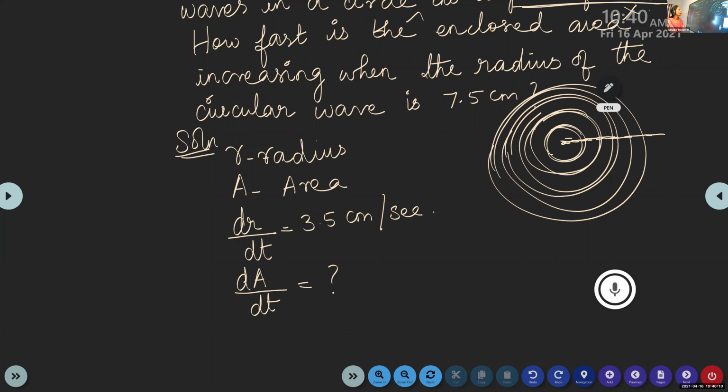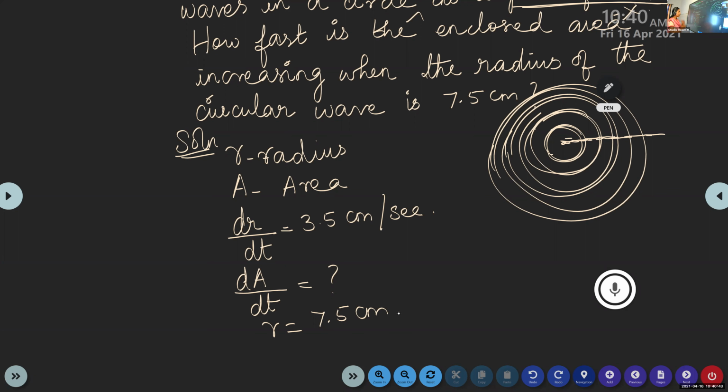How fast is the enclosed area increasing when the radius of the circular wave is 7.5 centimeter? Suppose here it is given in meter and here it is in centimeter, then you should convert the units to the same. If it is in centimeter, everything should be in centimeter. If everything is in meter, everything should be converted to meters.